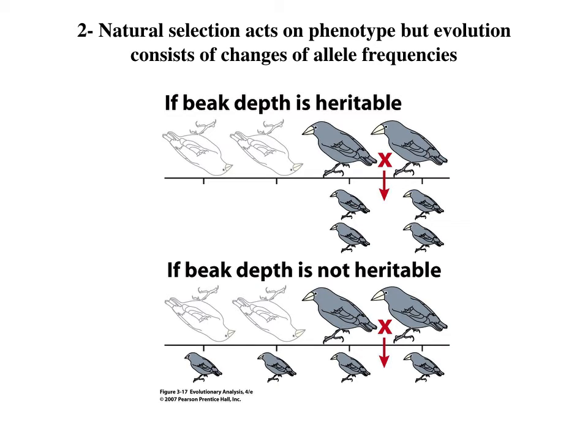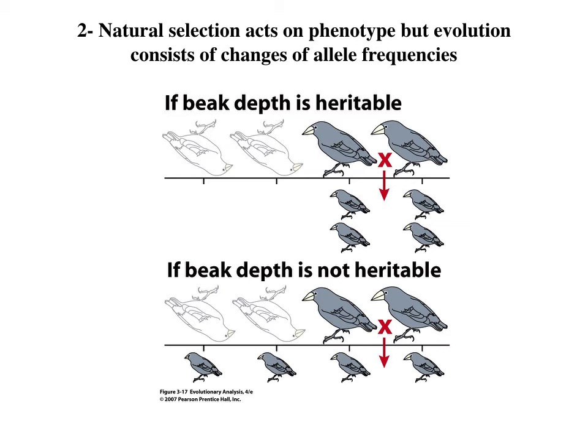Okay, natural selection acts on the phenotype, right? But evolution consists of changes in the allele frequencies. And so natural selection can actually act upon characteristics that don't have a genetic component. It doesn't matter. It doesn't know if somebody's super buff because they have super buff genes, or super fast because they have super fast genes, or super fast because they practice sprinting every day their entire life. It doesn't know. It's still going to act on that characteristic regardless of whether there's a genetic component or not.